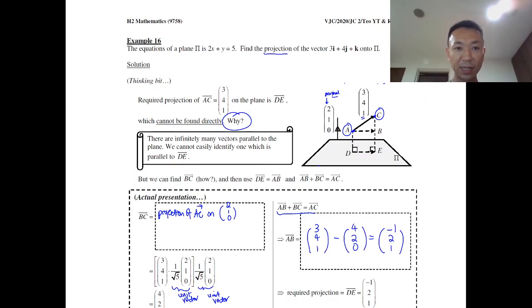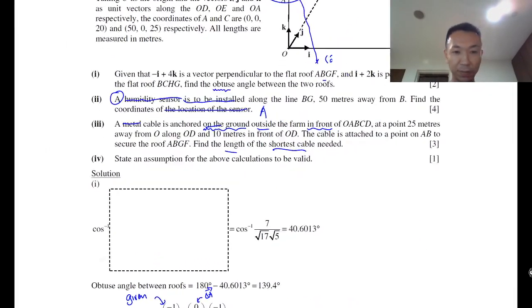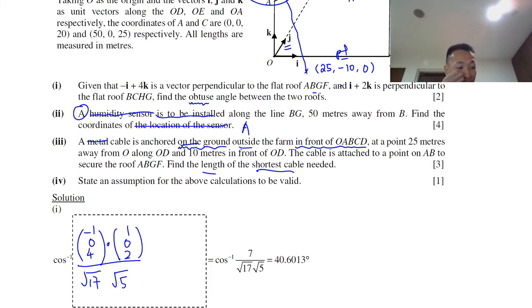Let's finish the last part: state an assumption for the above calculation to be valid. This is the one where you think for 1 minute and write something reasonable. If you cannot write something reasonable, write something unreasonable. You write some rubbish, you may get 0, but you may somehow get 1. You write nothing at all, you confirm get 0.